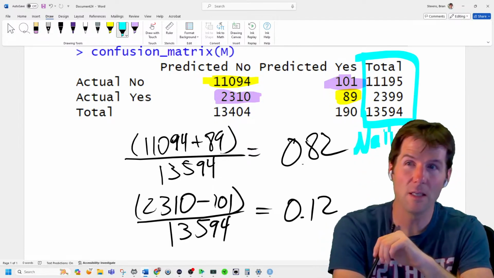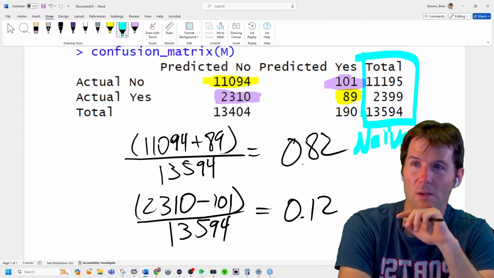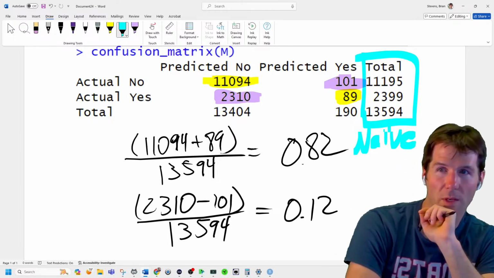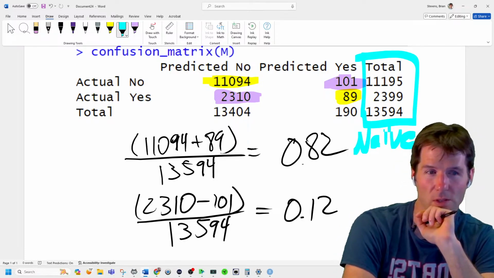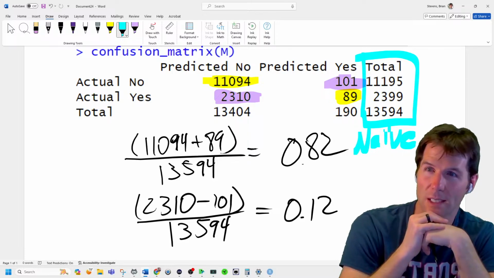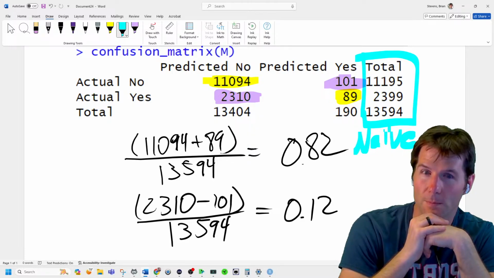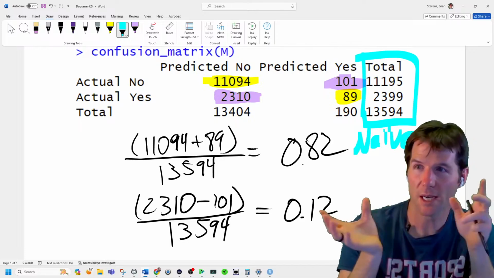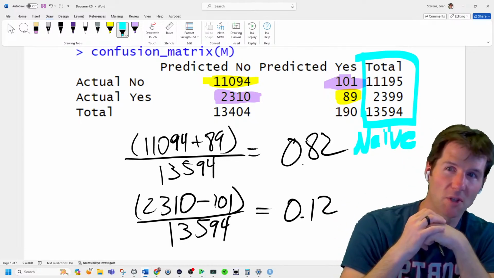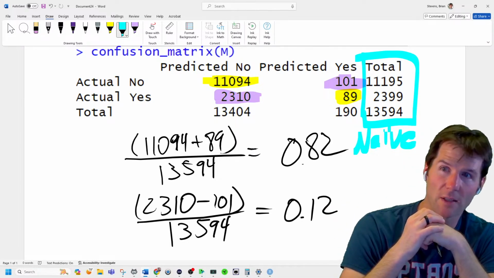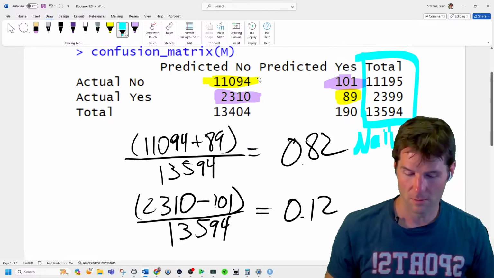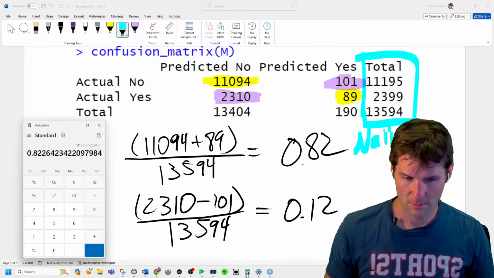So when you have the naive model, the accuracy of the naive model would be what number over 13,594? That's where the naive model sits in the confusion matrix. So the accuracy of the naive model would be what? Yep, you're right on, because that's the majority class. So you'd predict everyone is no, and the accuracy of the naive model is 11,195 over 13,594, which is actually, uh-oh. Wait a minute. Look at this.